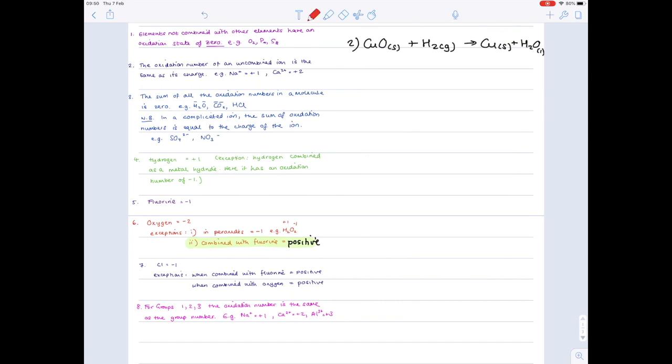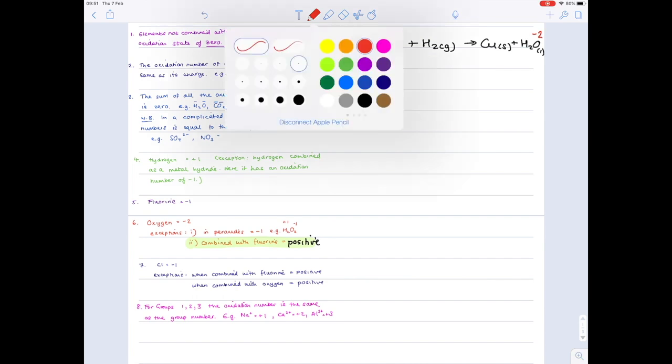Let's look at a second example where copper oxide reacts with hydrogen to form copper plus water. So starting with oxygen, let's work out its changes in oxidation state. According to rule 6, it has an oxidation state of -2. There are no exceptions here, so we're going to put -2 here. And looking on the right hand side, again, oxygen will have an oxidation number of -2. So here nothing's happened to it. It hasn't been oxidized or reduced because its oxidation state has remained the same.